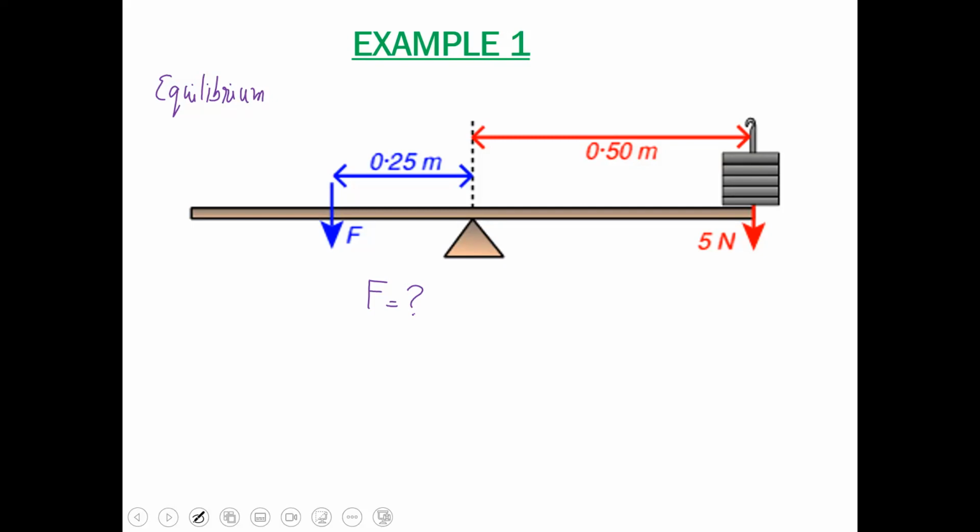I'm sorry, you have to solve this. No need to copy. Just solve this and let me know the answer. What answer are you getting? 10.